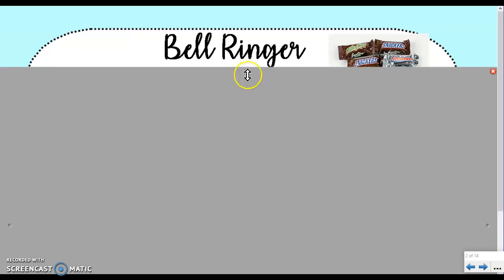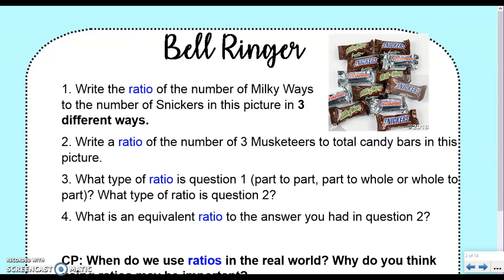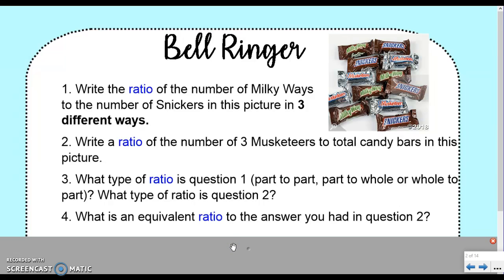So today, I want you guys to go ahead and solve these problems. Okay, it says question number 1 for your bell ringer. They want you to write the ratio of the number of Milky Ways in this picture to the number of Snickers in this picture in 3 different ways. So remember last week we talked about how we can write ratios with colons, the word to, or as fractions. So think about that. When you're done with that, they want you to write a ratio of the number of 3 Musketeers to the total number of candy bars in this picture.